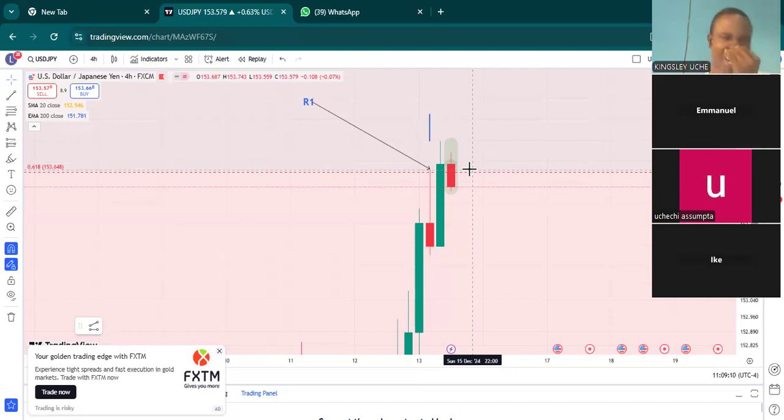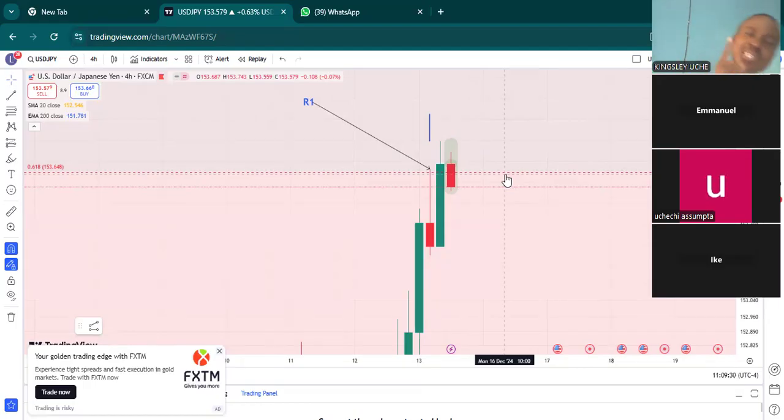Okay, so now what we are looking at here, we want by 11 p.m., when market sessions are opened, to see a green candlestick finish by 12 a.m., so we can see more push to the upside.